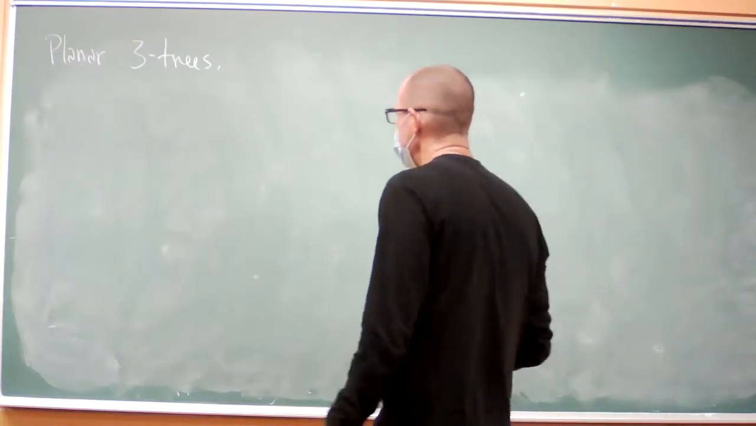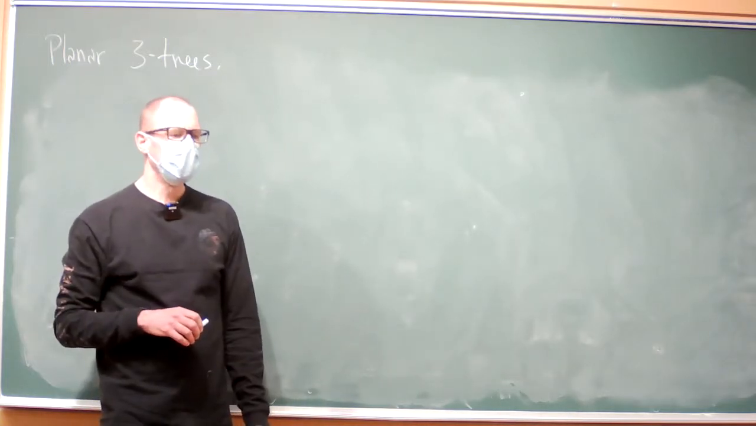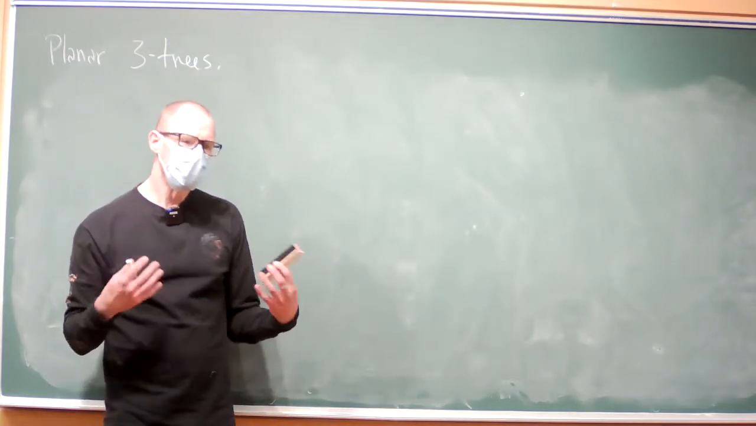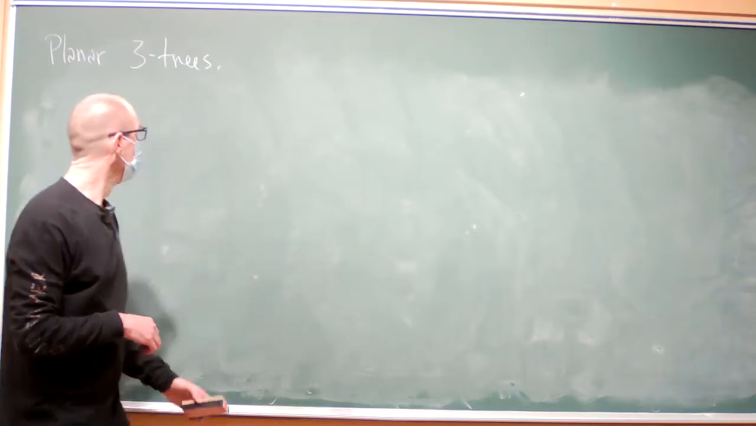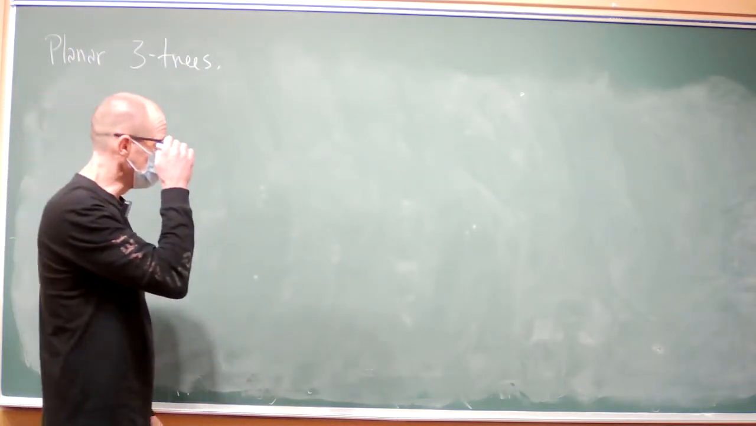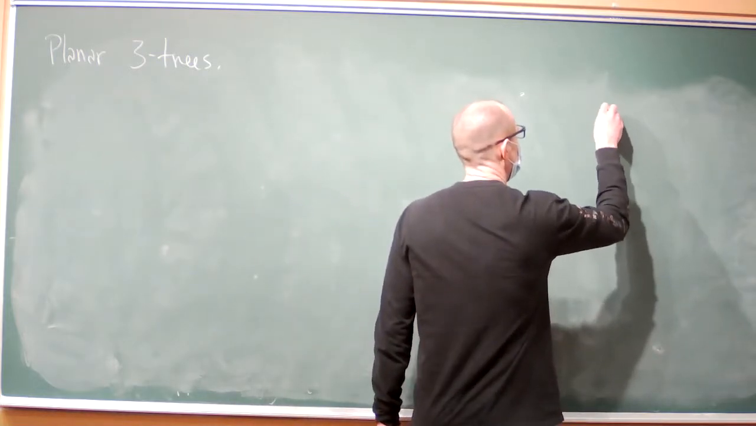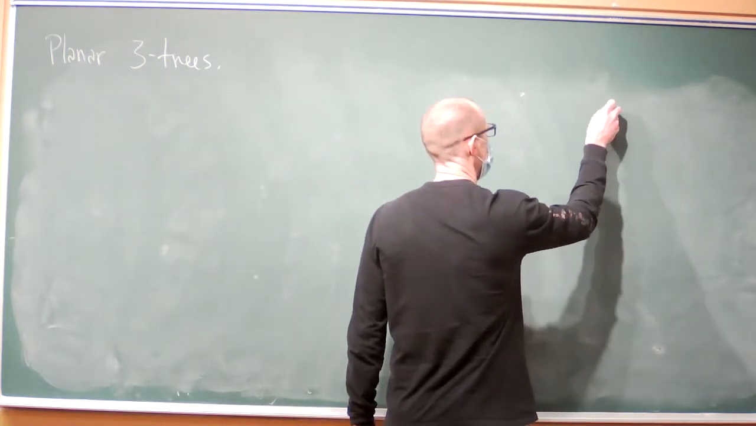So I'm going to present first a few definitions at a high level, maybe not fully motivating them. So first one is this thing called a planar 3 tree. And it's a very simple thing. It's any graph that you can get in the following way.